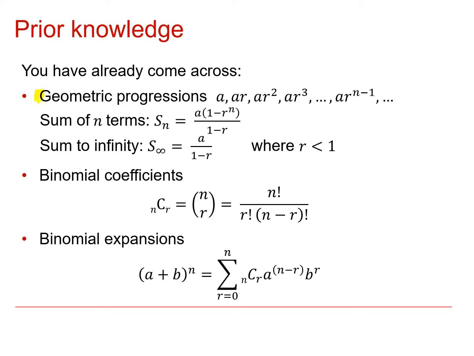You should know about geometric series and how to find the sum to n terms using this formula. And you should know about the sum to infinity using this formula, and that you need to have that r is less than 1 for that to be valid. You should also know about binomial coefficients using either nCr or the vector (n r) to represent that binomial coefficient, and using this formula for the calculation. Finally, you should know how to multiply out binomial expansions of the form (a + b)^n.